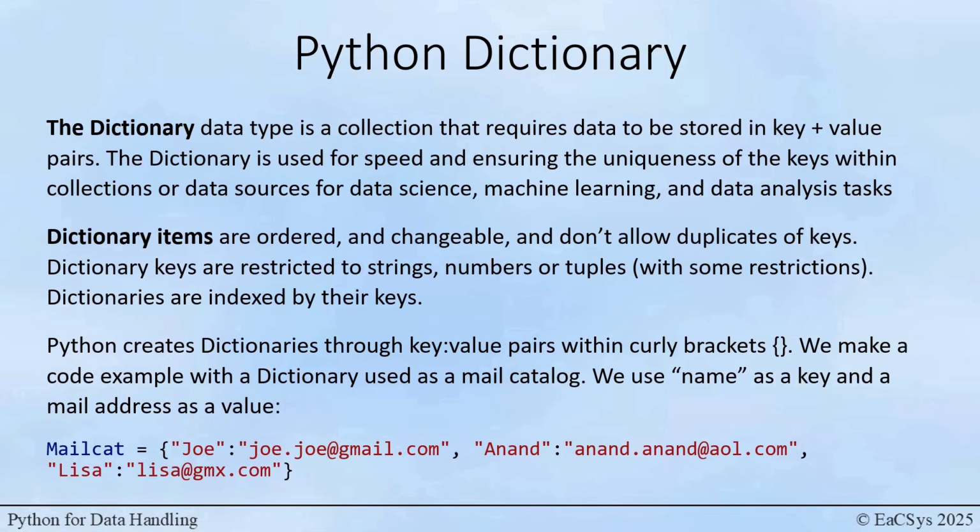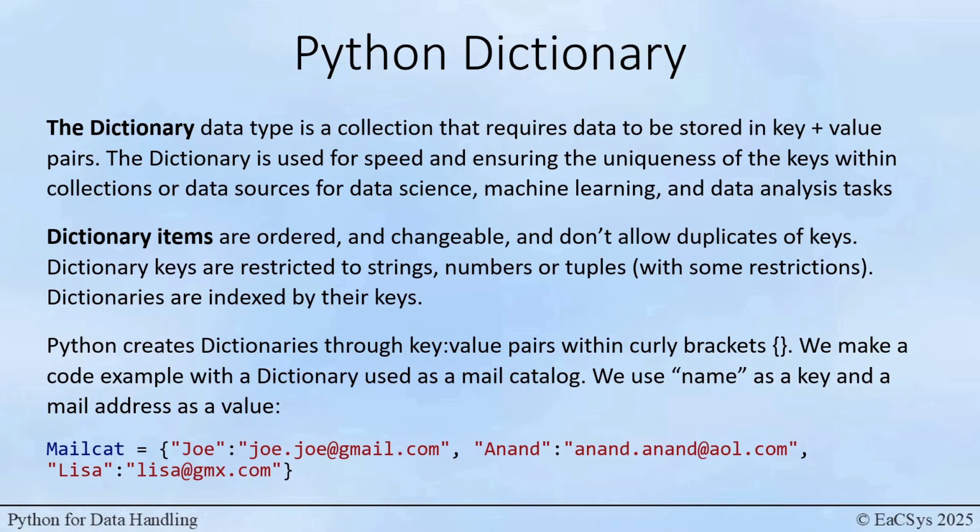Now we'll talk about the Python dictionary data type, and the dictionary is a collection that requires data to be stored in key plus value pairs. The dictionary is a quite modern addition to current programming languages and is mainly used for speed and the ensured uniqueness of keys within collections or data sources for data science analysis or machine learning tasks. The enforced uniqueness of keys is very useful for data security in data handling tasks and may, for example, by design, prevent multiple values where uniqueness is required or wanted.